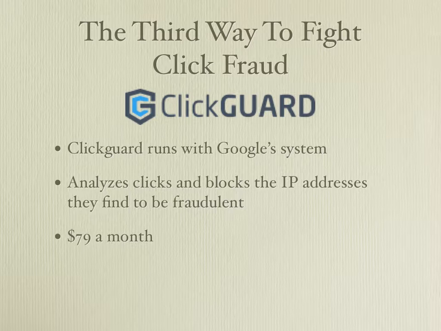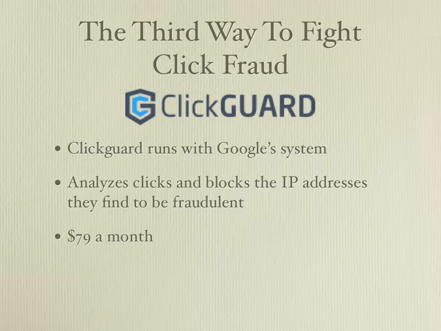ClickGuard runs with Google's AdWords systems, so it integrates right into that, and it analyzes the clicks and blocks IP addresses that they think are fraudulent. So for instance, if we get a click from one IP address 6,000 times, that one's probably fraudulent, and they will block that from happening any further and block the IP address from clicking us any further. It does cost $79 a month. There are cheaper plans and more expensive ones, but the one we need is about $79 a month. But it will work better than Google at finding these out in a more quick fashion.